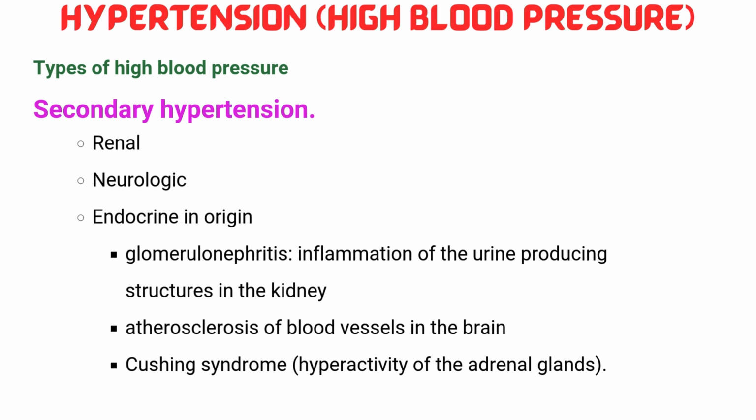Examples of such disease include glomerulonephritis, that is, inflammation of the urine-producing structures in the kidney, atherosclerosis of blood vessels in the brain, and Cushing's syndrome, that is, hyperactivity of the adrenal glands. In cases of secondary hypertension, the correction of the underlying cause may cure the hypertension.